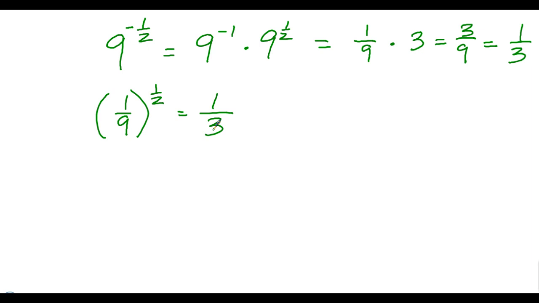Another way we could have looked at that is we could have taken the square root of 9 right away, which is 3, and then said that is to the power of negative 1, which will then again give me 1/3. All different variations of the same idea. Good? All right, let's try a couple more.